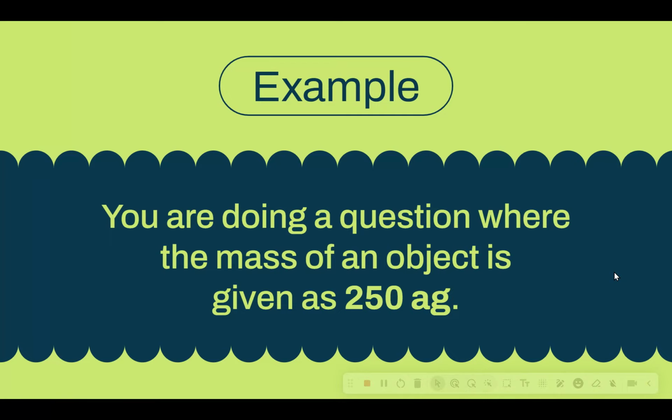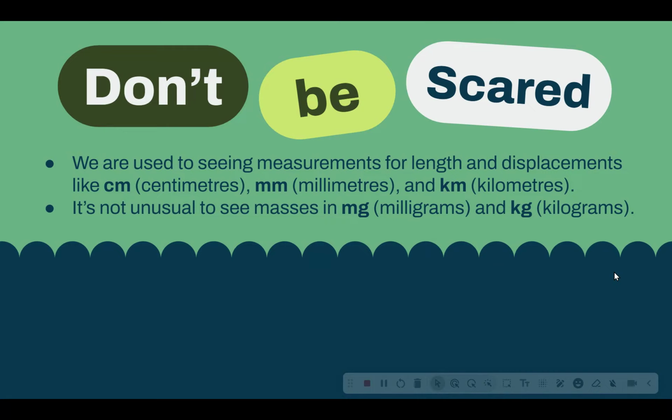So the example that I'm going to do with you is where I'm working on a problem. I'm not saying what the physics problem is, but I'm told that the mass of the object I'm dealing with is 250 Ag. Now I specifically chose this Ag measurement because I know that's something that probably you haven't seen as often. But this isn't something that's supposed to freak us out, because we are used to certain measurements with metric prefixes.